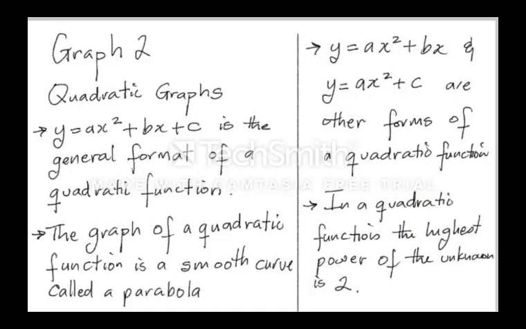As indicated before, y is equal to ax squared plus bx, and y is equal to ax squared plus c are other forms of a quadratic function. So y is equal to ax squared plus bx is a quadratic function that has no constant term. Y is equal to ax squared plus c is a quadratic function that has no term in x. But one thing a quadratic function must have is a term in x squared. So in a quadratic function, the highest power of the unknown x is 2.